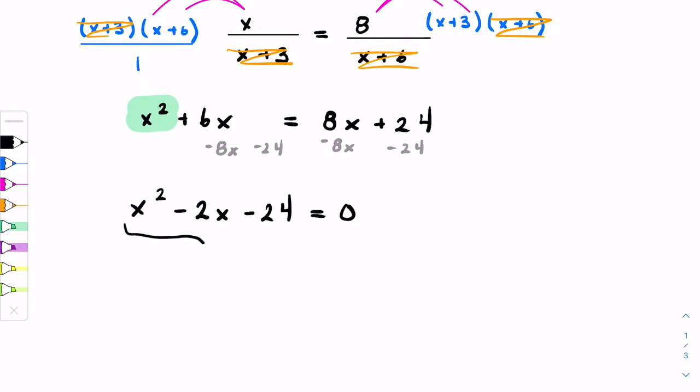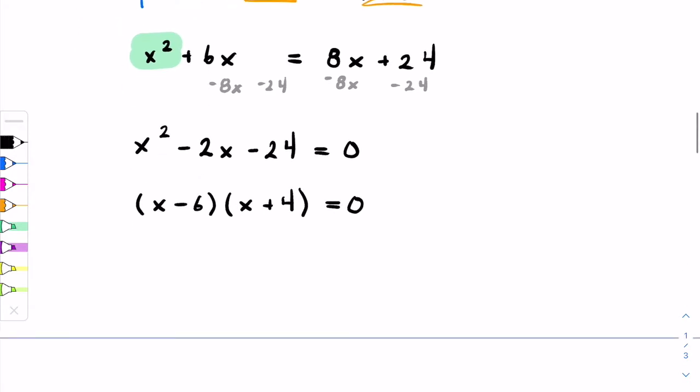This expression here would factor to x minus 6 times x plus 4. Once you have your factors, you can set each one equal to 0, giving you the solution of x equals positive 6 and x equals negative 4.